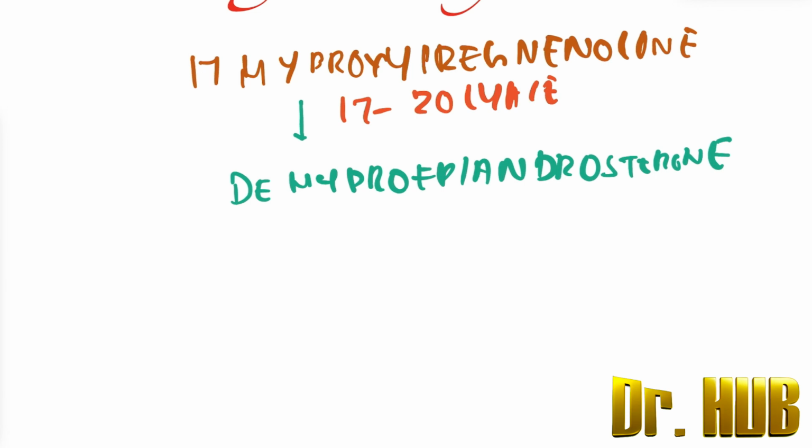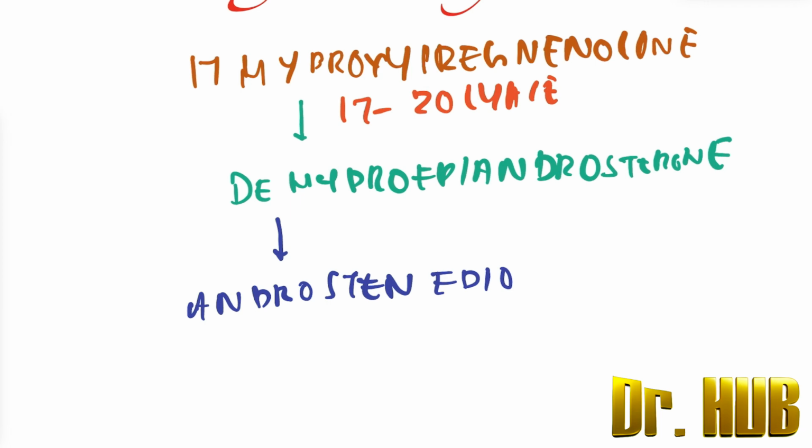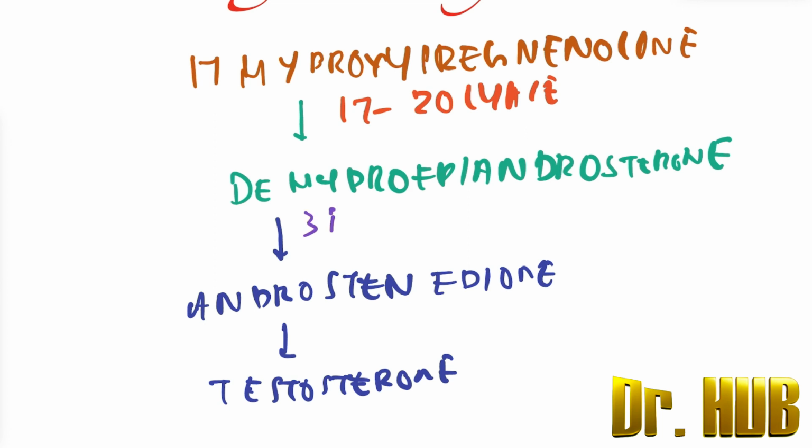So after the formation of the dehydroepiandrosterone, this is converted to the androstenedione, and this is again converted to the testosterone. So what are the steps involved here? From the dehydroepiandrosterone to the androstenedione, there is the presence of the 3-beta hydroxysteroid dehydrogenase.